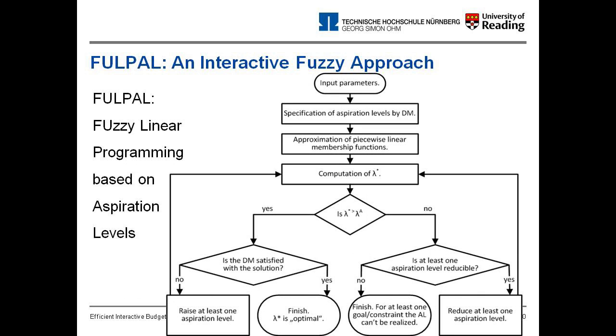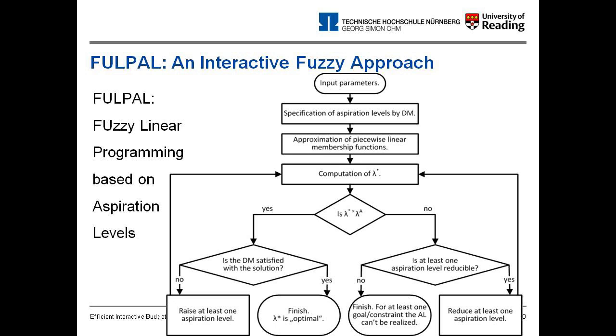So how does the approach work now? At first, the decision maker has to enter all the input parameters, which can be crisp but also fuzzy. Then it's possible to specify the aspiration levels for each constraint or each objective. More data is not necessary. jFULPAL approximates piecewise linear membership functions based on the input. If no aspiration levels are entered, defaults are set automatically.